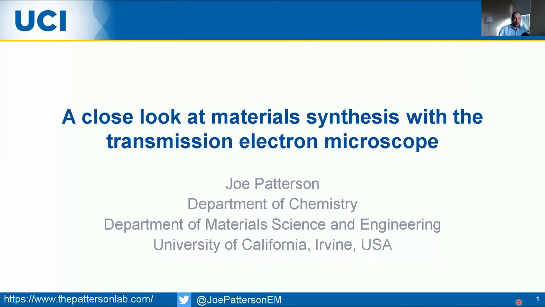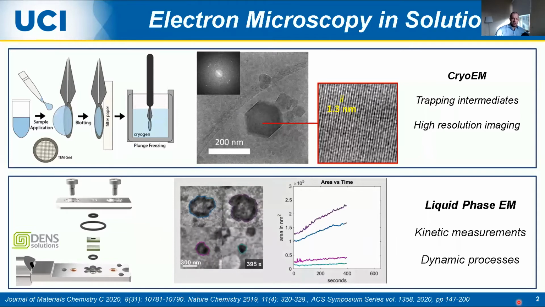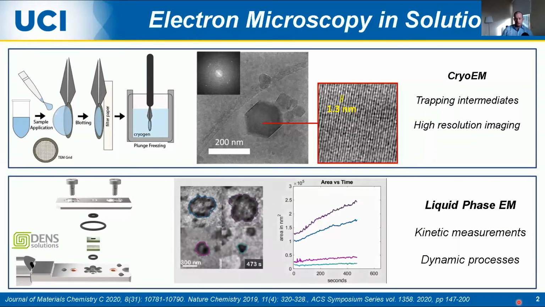Today I want to tell you about using transmission electron microscopy to understand materials synthesis. In my lab, we do all our synthesis in solution, as many people do. We like using cryo-EM and liquid phase EM because they allow us to maintain that solution inside the microscope, and that solution is really essential for maintaining the structures that we want to image.